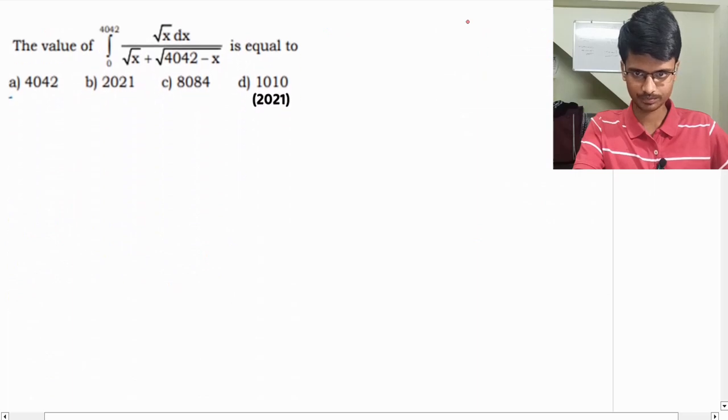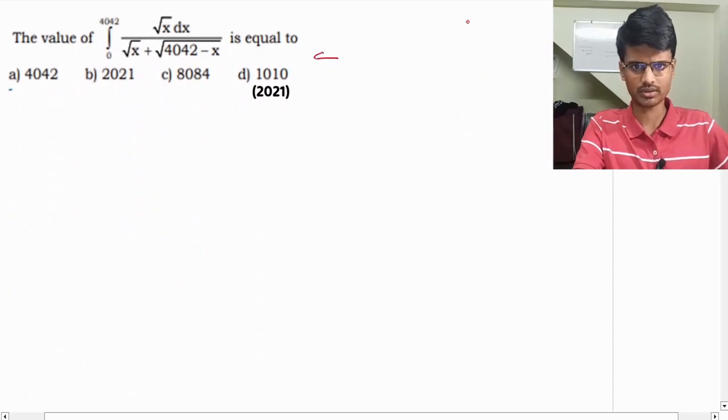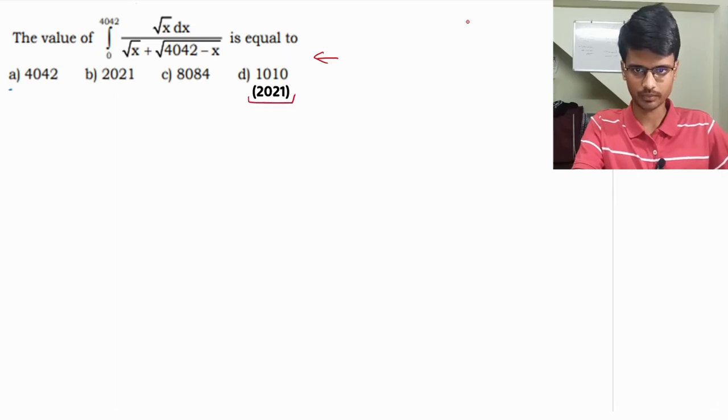Moving on, so this is a similar question, the same property we will be using. So this was asked in 2021. Okay, so I want you to solve this from your end. When you find it, please put your answer in the comment box. I'll check that. So try this on your own and put the answer in the comment section. Okay, so this is homework.